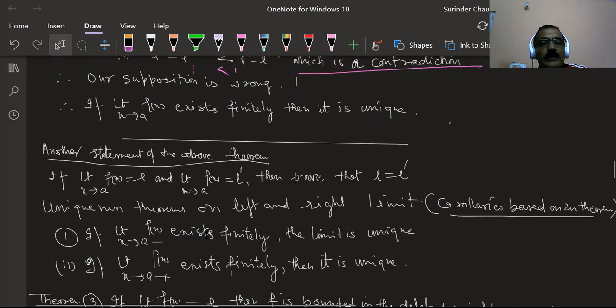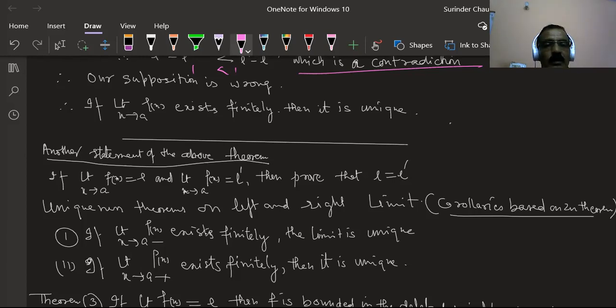Now, another form of this definition, another statement of the theorem. If the limit as x tends to a of f(x) is L and the limit as x tends to a of f(x) is L', then prove that both are equal. It means the same thing: if the limit of a function exists, then the limit is unique.